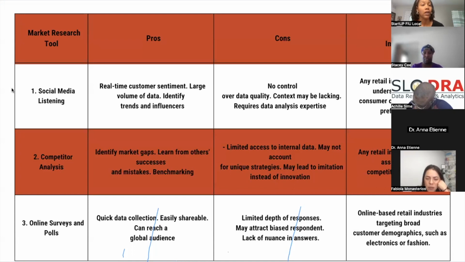behaviors. The second is the competitor analysis. It helps you to identify the market gaps and learn from others' successes and mistakes. It's a great way for you to benchmark. When you're talking about that timepiece of the goals, it's a great way for you to benchmark where you're at versus where you need to be.